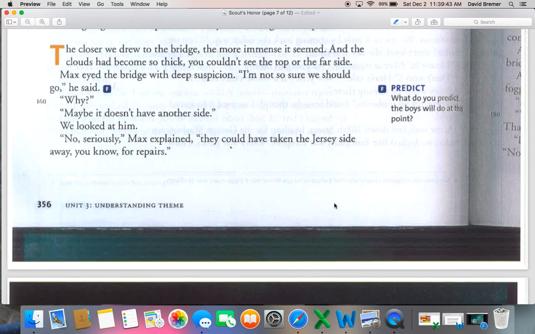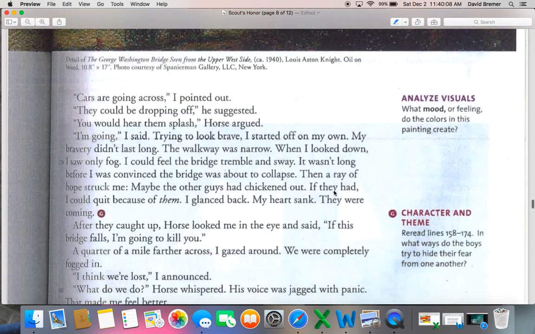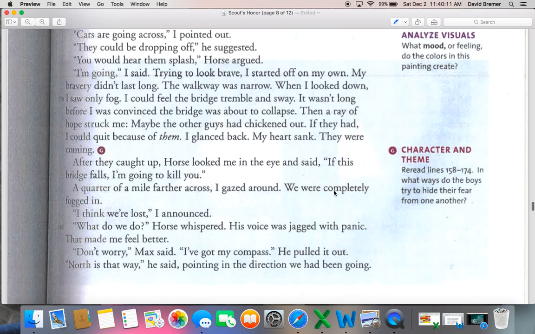The closer we drew to the bridge, the more immense it seemed, and the clouds had become so thick you couldn't see the top or the far side. Max eyed the bridge with deep suspicion. "I'm not so sure we should go," he said. "Why?" "Maybe it doesn't have another side." We looked at him. "No, seriously," Max exclaimed. "They could have taken the Jersey side away, for repairs." "Cars are going across," I pointed out. "They could be dropping off," he suggested. "We would hear them splash," Horse argued. "I'm going," I said, trying to look brave.